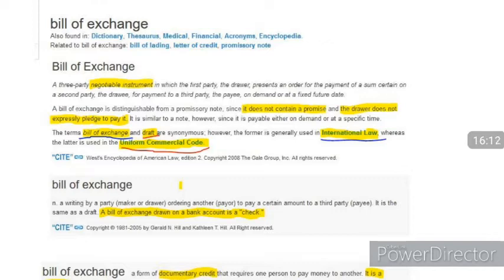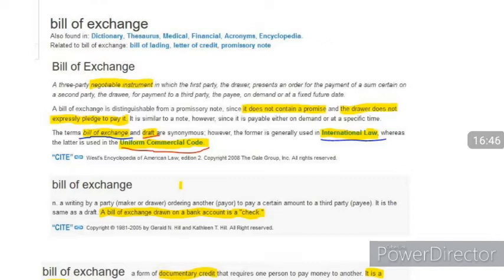Now, it's a three-party negotiable instrument. Very important there. It is a negotiable instrument because in some definitions of negotiable instrument, it won't tell you a bill of exchange, but in the definition of bill of exchange, that's the first thing it says, that it's a negotiable instrument.